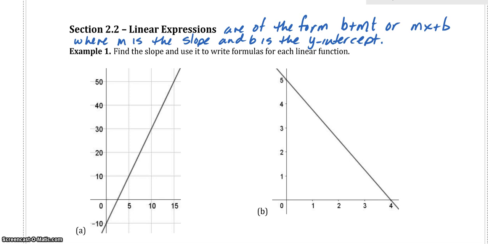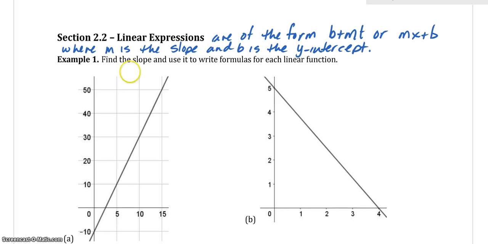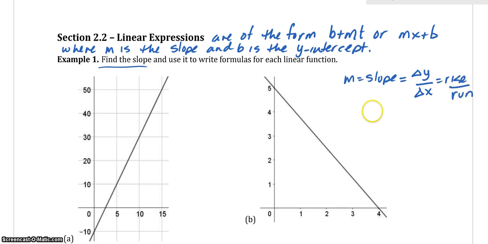It says find the slope and use it to write formulas for each linear function. So let's start with the slope. We know here m is the slope, which we know is the rate of change. So it's the change of y over the change of x, which is the rise over the run. There's also another formula if you need it, f of b minus f of a all over b minus a. So that's all the different ways to find the slope.